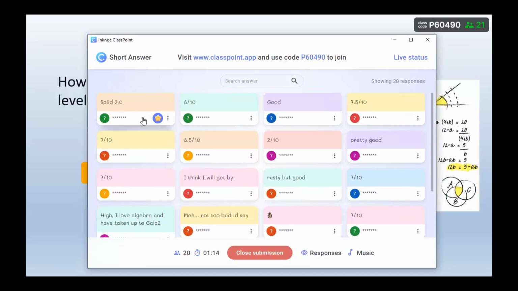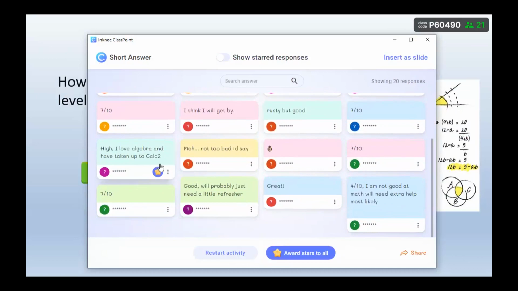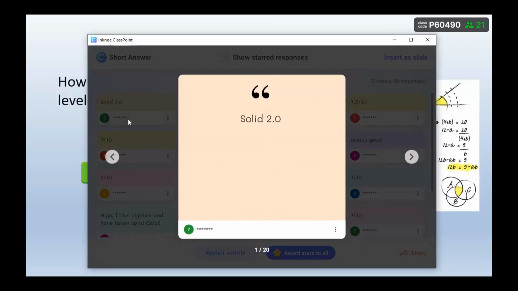Okay, so I'm closing the submission. Have all of you submitted? Yes? Okay. Let me just see. Okay, solid. Good. 8 out of 10. Good. 7.5, 7, 8.5. 2 out of 10. Okay, so if 2 out of 10, you need to practice.